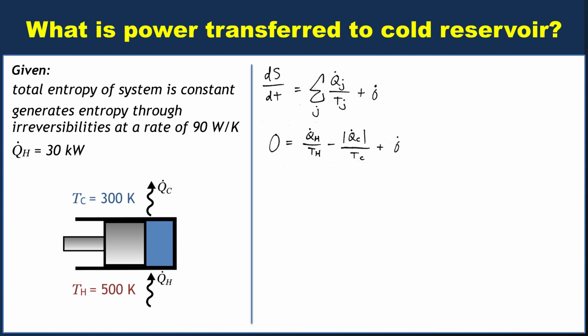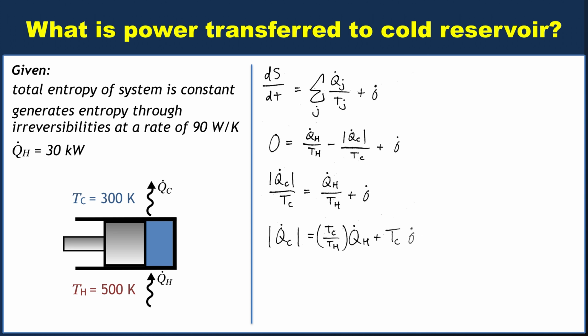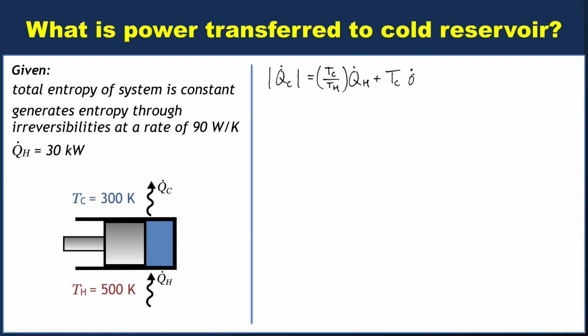Now we can rearrange because all we want to do is solve for Q dot C. So the absolute value of Q dot C over Tc equals Q dot H over Th plus sigma dot. And now we can multiply both sides by Tc, which we do to get this expression. So Q dot C, the absolute value, is Tc over Th times Q dot H plus Tc times sigma dot. Okay, we'll move all that up. And we know these values. So we'll insert the values for the temperatures. We know both of them, and we should take the ratio in Kelvin.